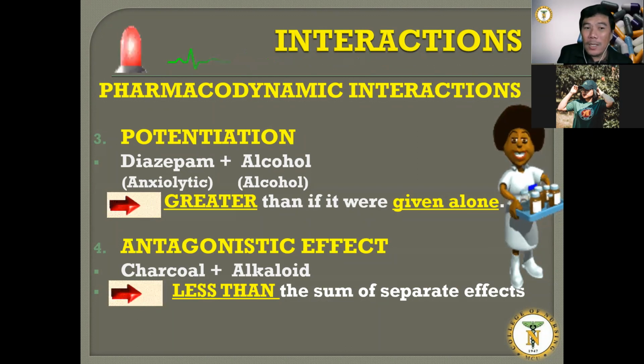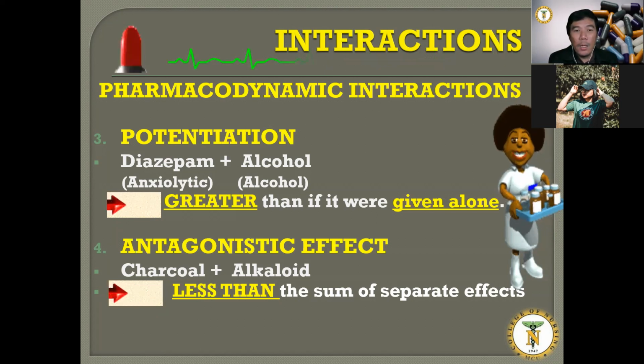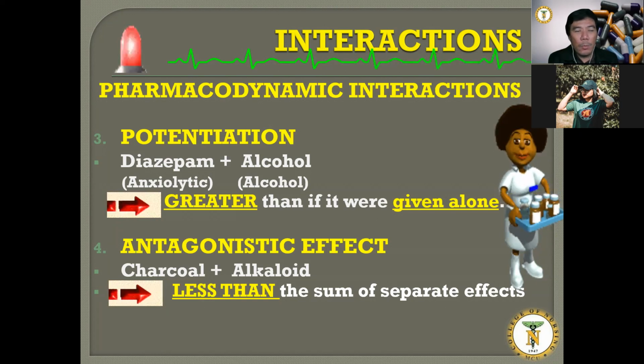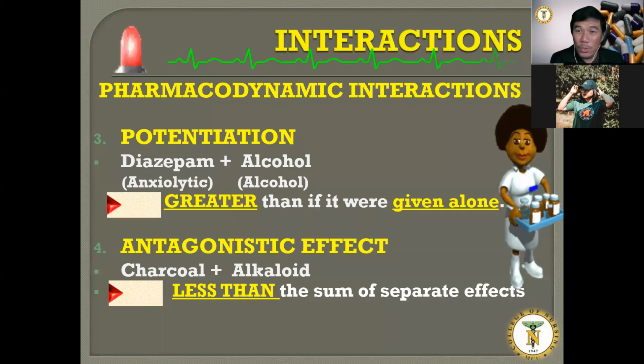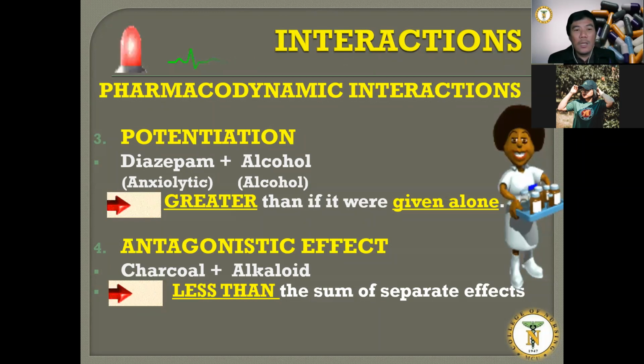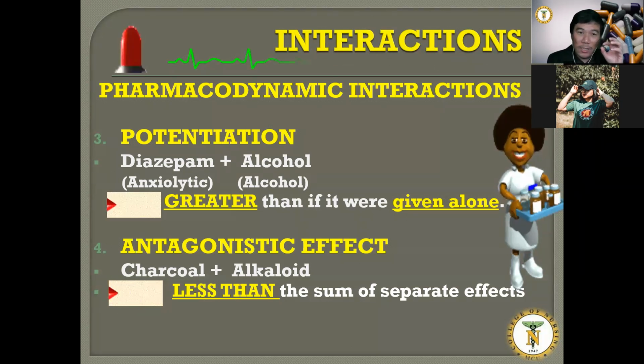So pag antagonistic effect, charcoal plus alkaloid. These are usual antagonistic effects when given with poisoning, drug poisoning or food poisoning. But mostly mga drug poisoning or drug toxicity. Sa mga drug toxicity, nagbibigay ng charcoal kasi ang property ng charcoal, ang charcoal po nag-absorb siya ng toxins.